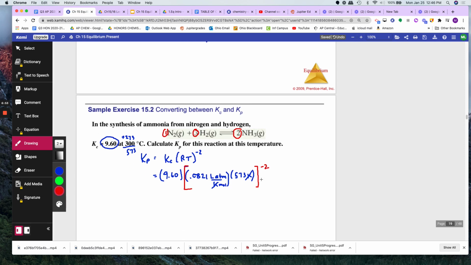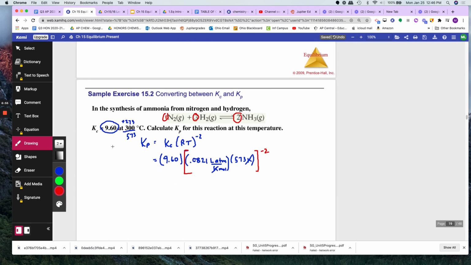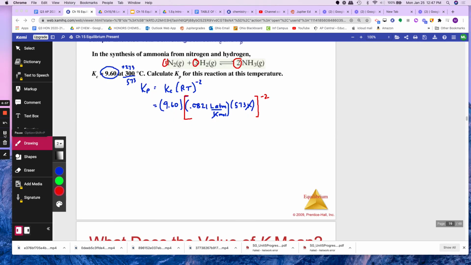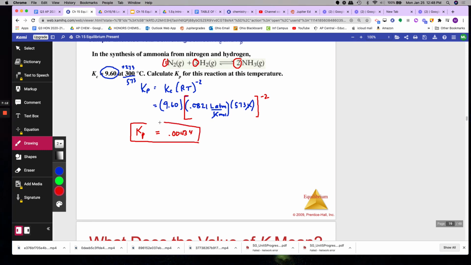Okay, it's probably the hardest thing to do is try to figure that out. Okay, pause the video and get the answer, please. So the answer is 0.00434. This is Kp. Okay. That also has no units because it's talking in terms of activities. If you have more questions on that, please read page 635 in your text. Okay, but just no units.